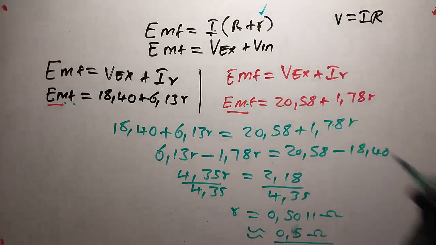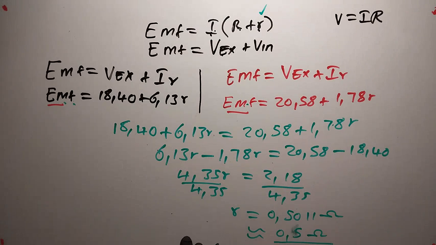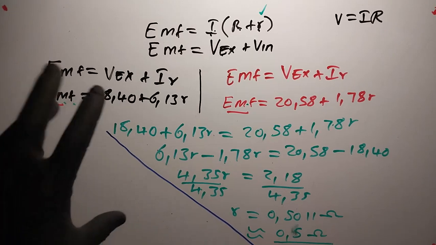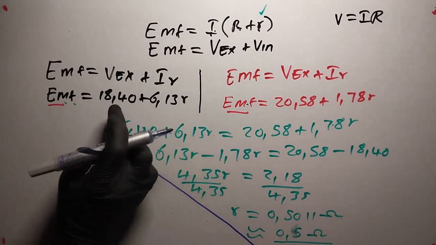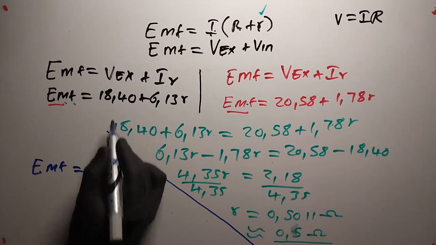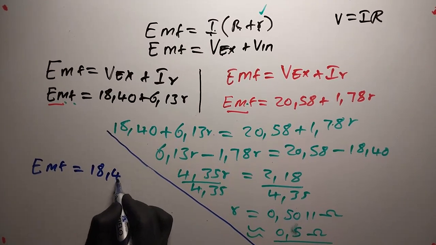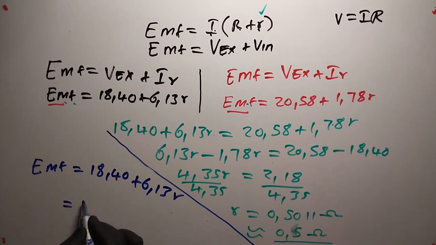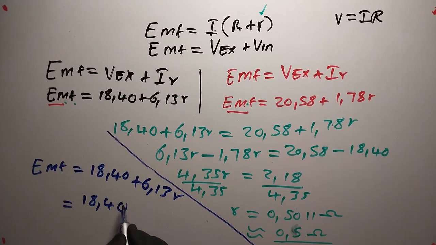Now you know your internal resistance, but we are looking for what? For an EMF. I'm going to write this over here. So how are you going to get it? Simple. Take one equation you created. EMF equals to 18.40 plus 6.13R. Okay, equals to 18.40 plus 6.13.